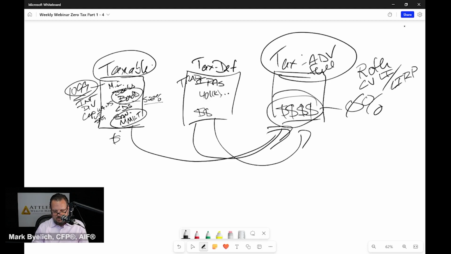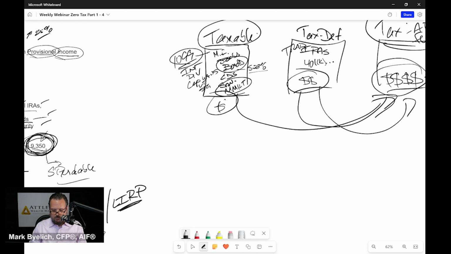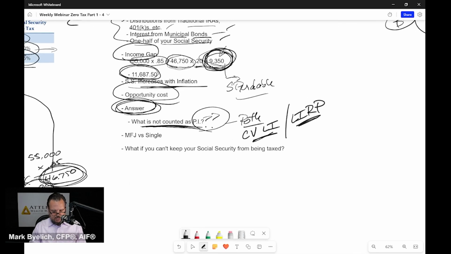So you determine how much you need to have in each one of these buckets, and that's how you come to a tax balanced approach. I kind of like that phrase.